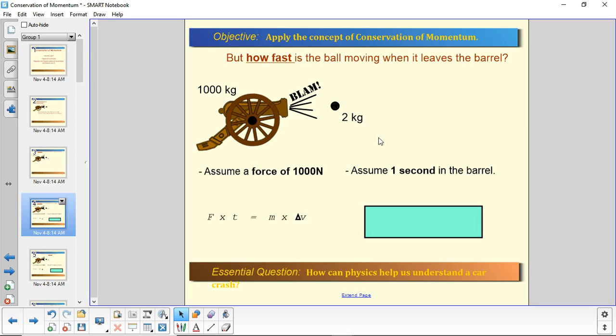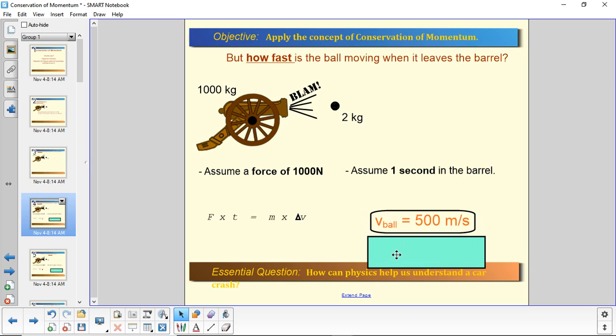Okay, unpause it at this point. I'm going to tell you the answer now. So if you haven't paused it, you need to pause it so you can work it out yourself. But what we're going to do here is we're going to put in 1,000 for the force. That's the F, the force. 1 second for T. The mass of the ball is the one we're interested in, so that's going to be 2 kilograms. We solve for V, and it turns out to be 500 meters per second. That's the answer you're going to get.